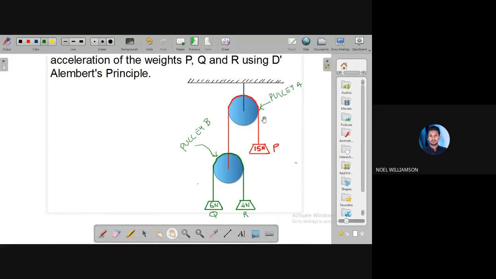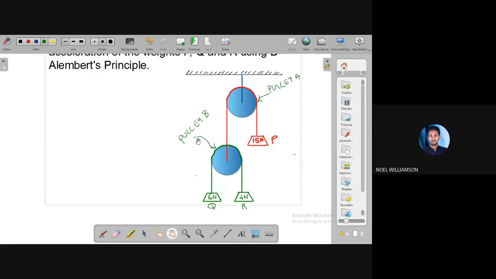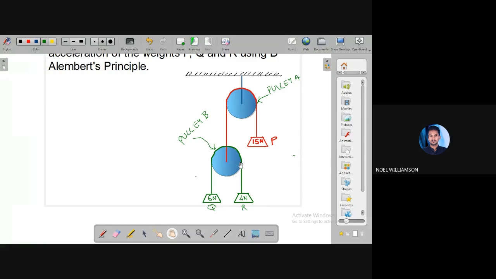Now, on the left hand side of this pulley A, another pulley is being hung, pulley B, over which two weights are acting, that is 4 Newton at R and 6 Newton at Q. So you are asked to find the acceleration of the weights Q, R and P. Okay, so now we can just analyze the motion, how it will be moving.